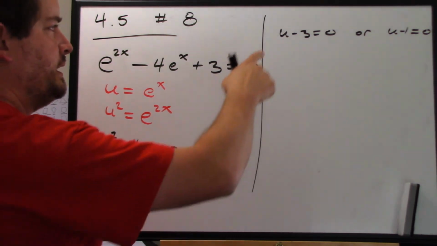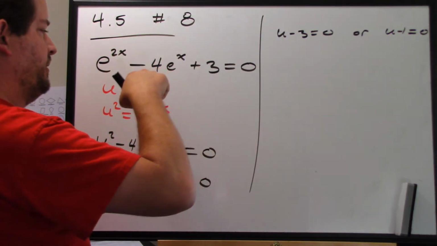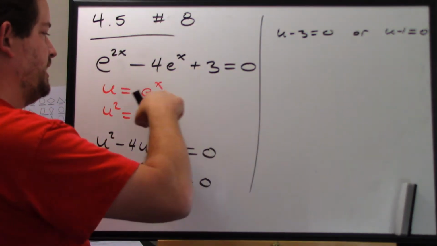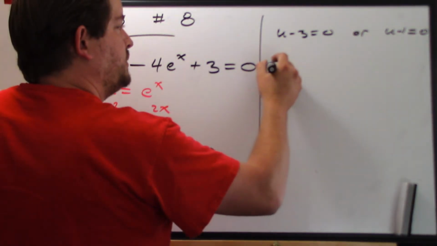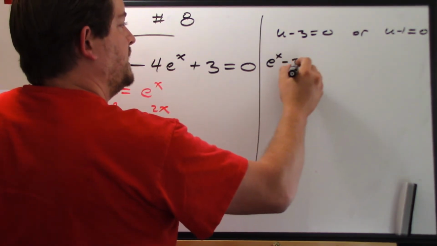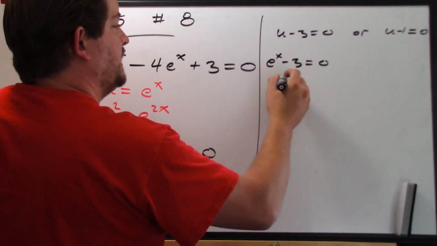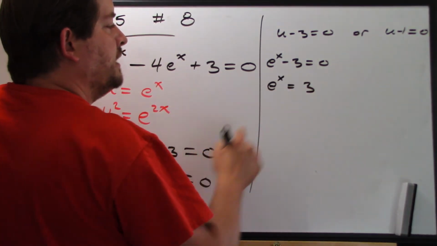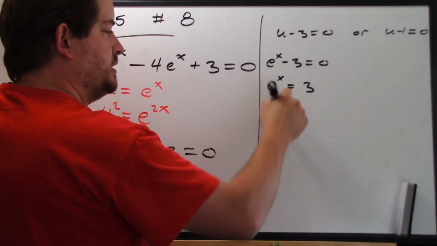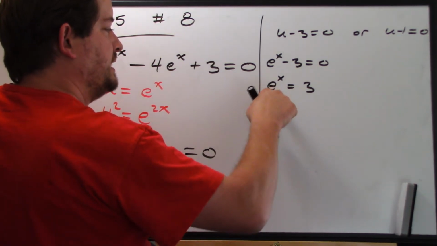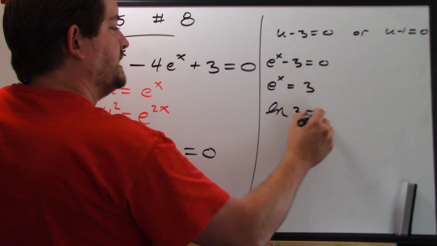But again, I don't really care about u. I want to know about the x. And so u becomes e to the x again. So this becomes e to the x minus 3 equals 0. I can add my 3 over, so this becomes e to the x equals 3. And then I can rewrite this as a log. This becomes the natural log, because the base is e, of 3 is equal to x.